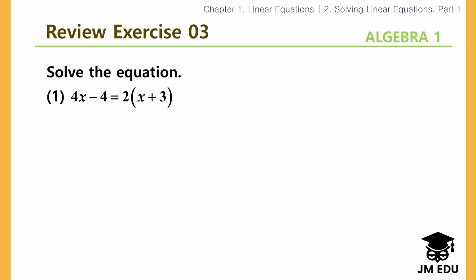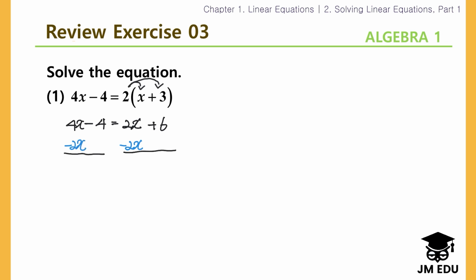Review exercise number 3. Whenever we have a parenthesis in our equation, we have to eliminate this parenthesis first. So let's try this. Number 1, we have 4x minus 4 on the left hand side. Right hand side, we have to apply the distributive law, right? 2 times x, 2x, plus 2 times 3, plus 6. Now eliminate 2x on the right hand side, minus 2x, minus 2x.